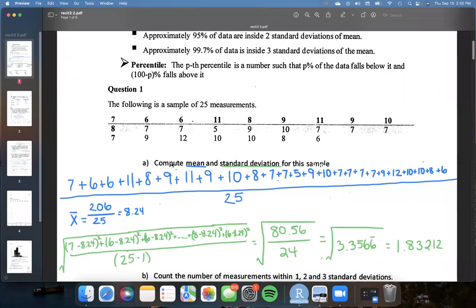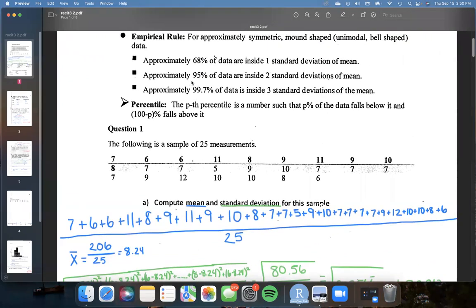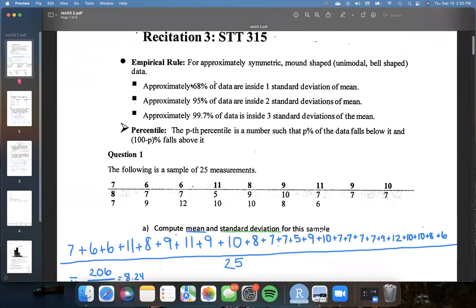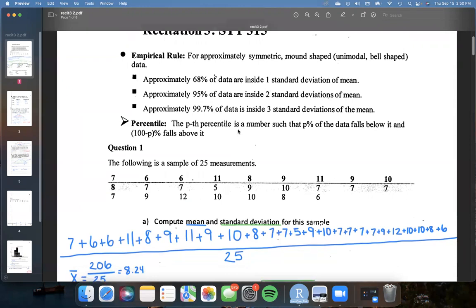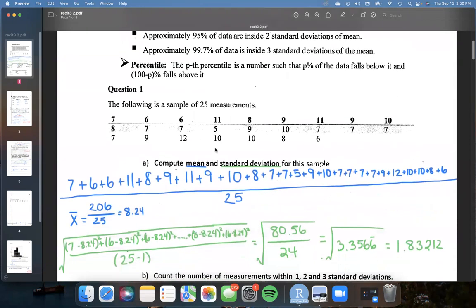For B, we're going to count the number of measurements within 1, 2, and 3 standard deviations. And remember our empirical rule, this will give us an idea of how much of the data is inside 1 standard deviation, how much of the data is in 2 standard deviations, and so forth. Okay, so first let's compute how many measurements are within 1 standard deviation.